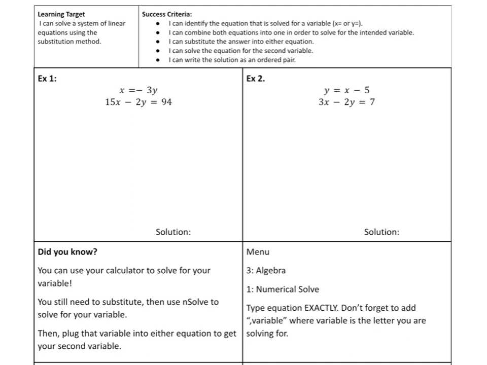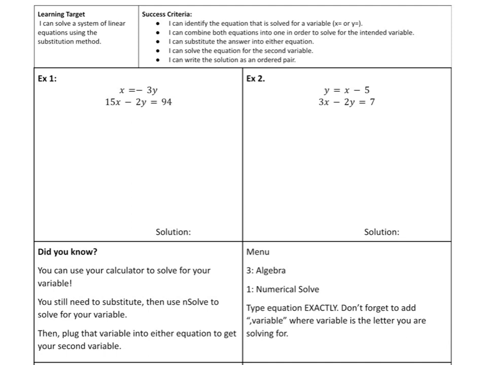Solving by substitution means we're going to substitute one equation into the other equation, and then we can solve for one of the variables. A time when you would want to do this method is when you have either x or y isolated, meaning you have either x equals or y equals. So that's one of the things that we're going to be looking for in this lesson, and then you're going to want to be able to combine them, and then substitute the answer and solve for that variable and then the second variable, and then write the solution as an ordered pair.